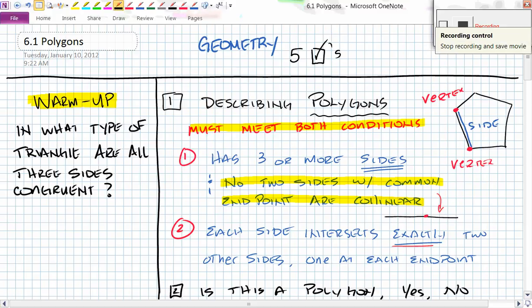All three sides are the same. We have an equilateral triangle. So just like we can name triangles by sides, we can do the same thing with polygons. So this would be equilateral.